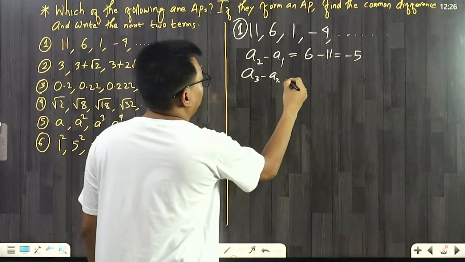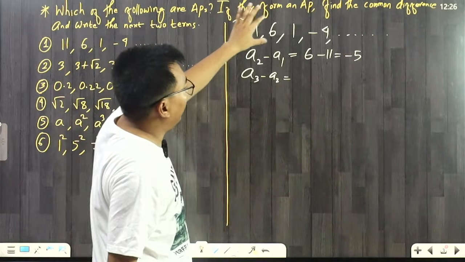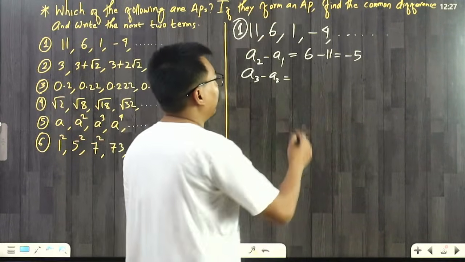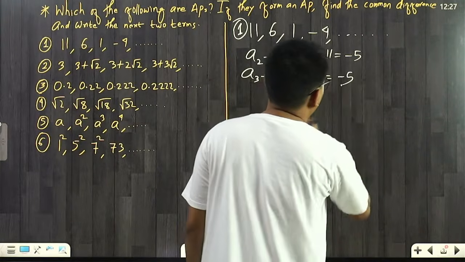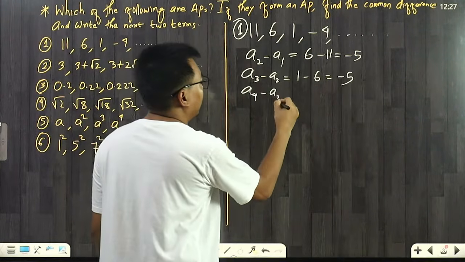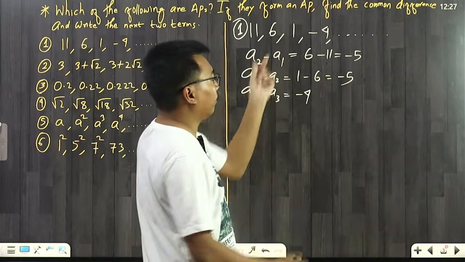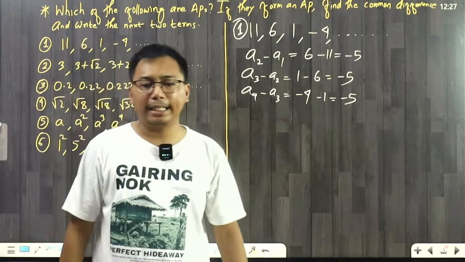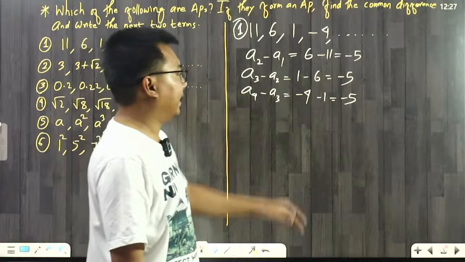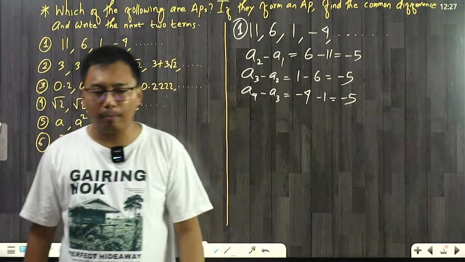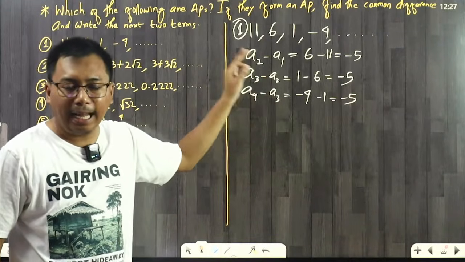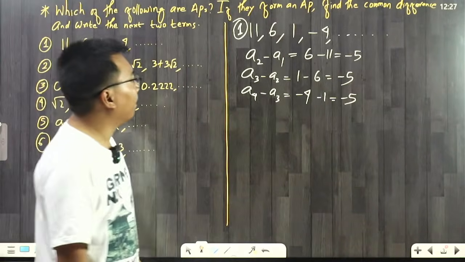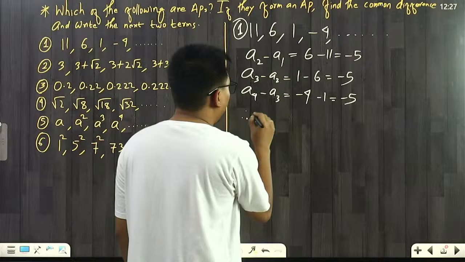Again, A3 minus A2. I've checked A2 minus A1, now I'll check A3 minus A2. 1 is the A3 and A2 is 6. So 1 minus 6, I get minus 5 again. Then A4 minus A3. A4 is minus 4, A3 is 1. Now, as you can see, we've checked all the differences here, and all these differences are the same, which means this given list of numbers has a common difference. And what is the common difference? Minus 5. Therefore, it is an AP.